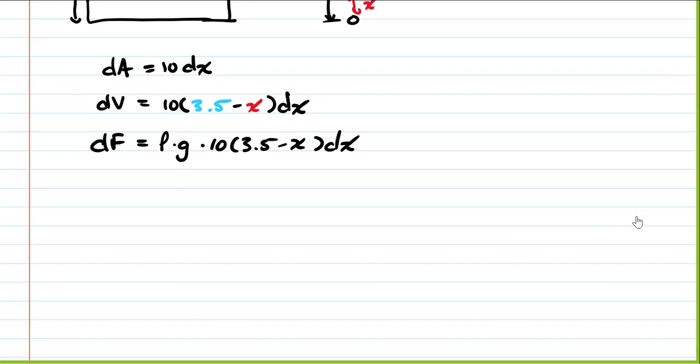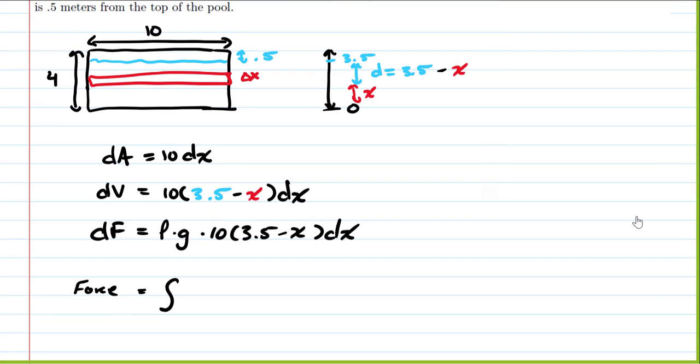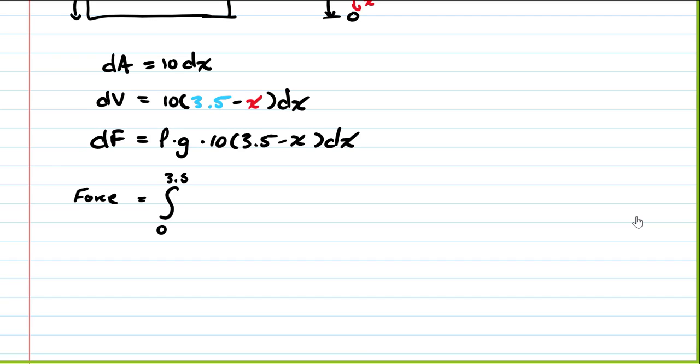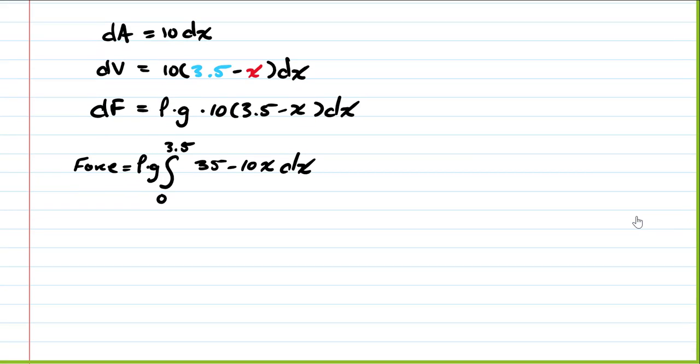And then we need to add up all of these things. So we're going to integrate to find our force, from the bottom to 3.5, so from 0 to 3.5. Once again, rho times g is constant, so I'll just pull those out. I could pull the 10 out as well, but I'm just going to multiply it in so that I have (35 minus 10x) dx, because then when I integrate that, I'll get some nice numbers.